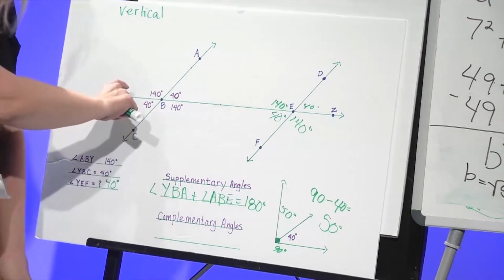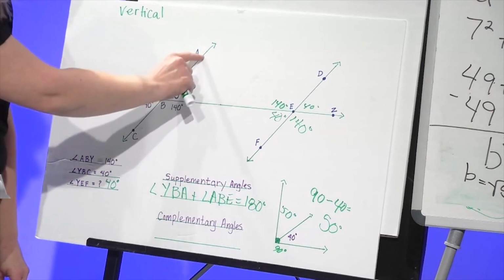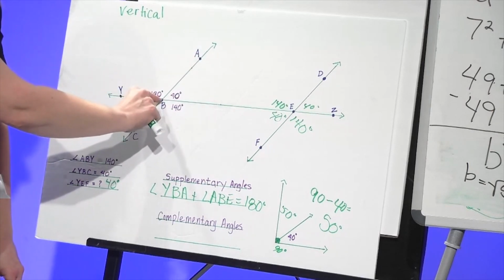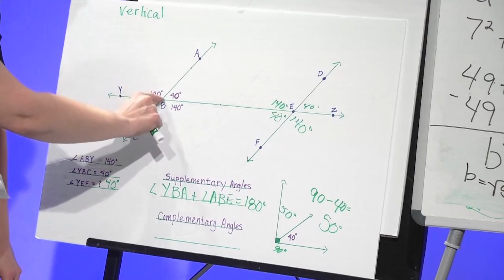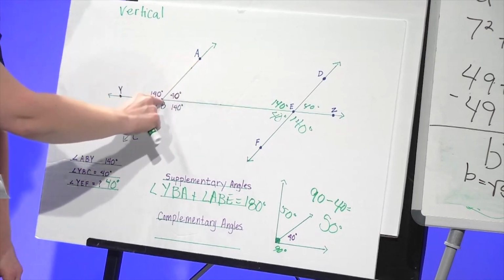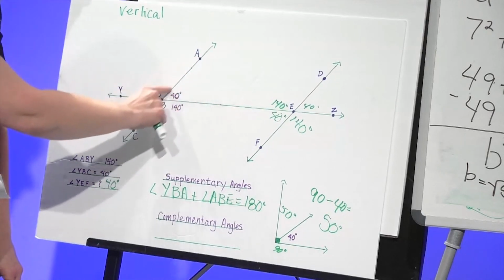Also remember the difference between obtuse and acute. Obtuse is greater than 90, so this would be an obtuse angle, and this would be an acute angle because it's less than 90.